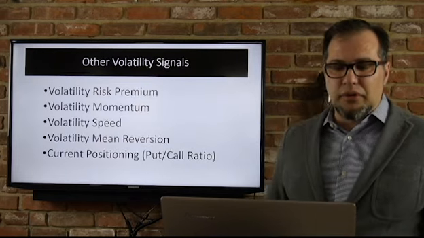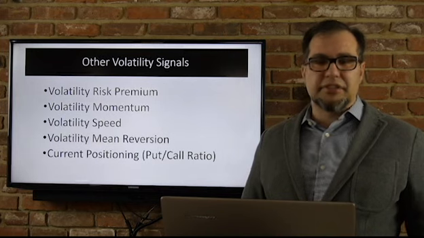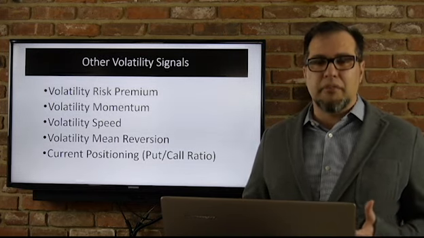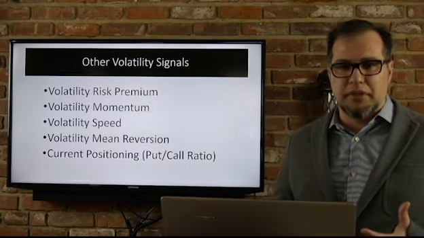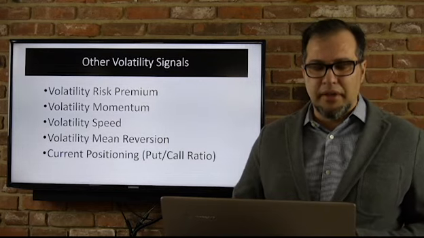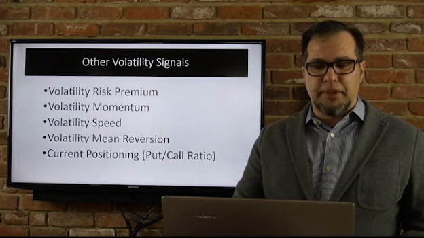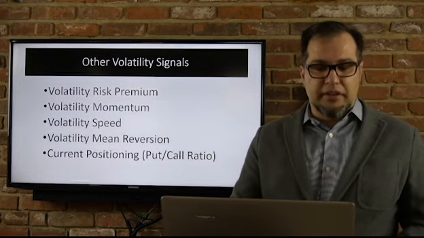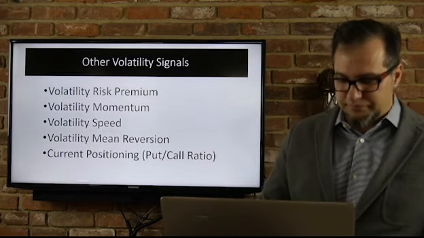But these are not the only signals. There are some other volatility signals in use out there, so we cover them on our website, and we also use them, so you need to be aware of them. The first one is the volatility risk premium, then there's volatility momentum, volatility speed, volatility mean reversion, and a current positioning indicator, the put-call ratio.